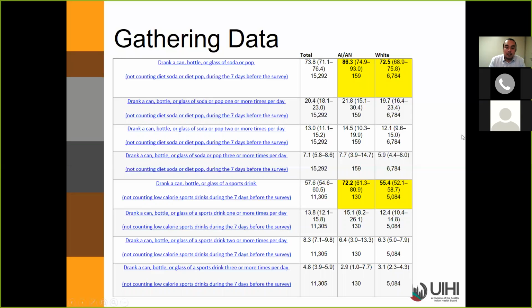So as we go through this, we see that there is information about soda, or the frequency with which they drink soda, and then also the frequency with which they drink sports drinks. So high sugar drinks increase the likelihood of diabetes, particularly when we're looking at children and developing these habits that are going to be long-standing. So these are the numbers that I'm going to attempt to highlight in the following slide.